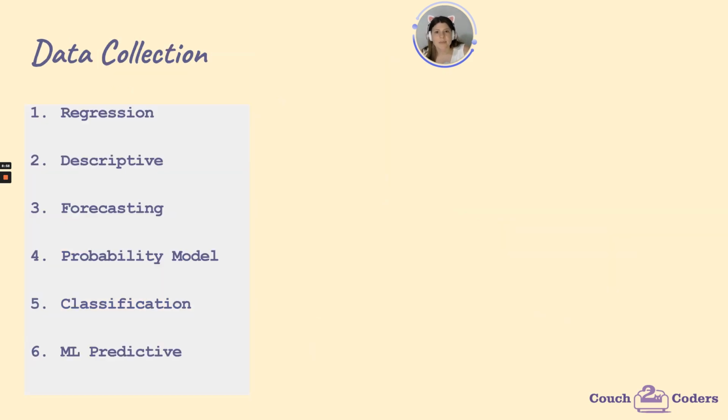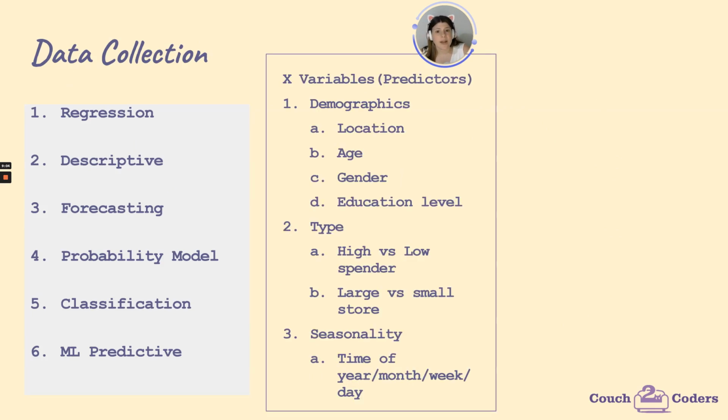In general, any type of analytics problem that you're going to have is going to have 2 different types of variables. You're going to have your X variables, which are your predictors. I listed a couple common ones that I think of when I'm thinking of predictors. Maybe I'm thinking of demographics. Where does my customer live? How old are they? What's their general gender? What's their highest education level? What is their income? Things like that.